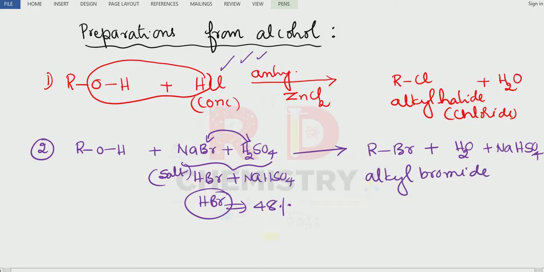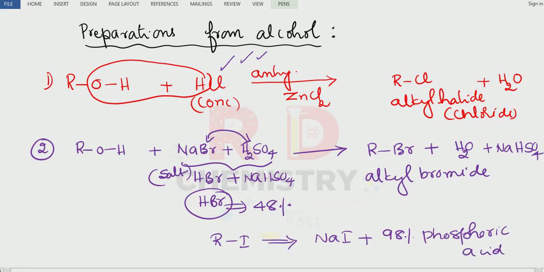Suppose I want to prepare alkyl iodide. To prepare alkyl iodide, we can take sodium iodide salt mixed with about 98 percent phosphoric acid. So we can prepare RCl, RBr, RI. Okay, clear?